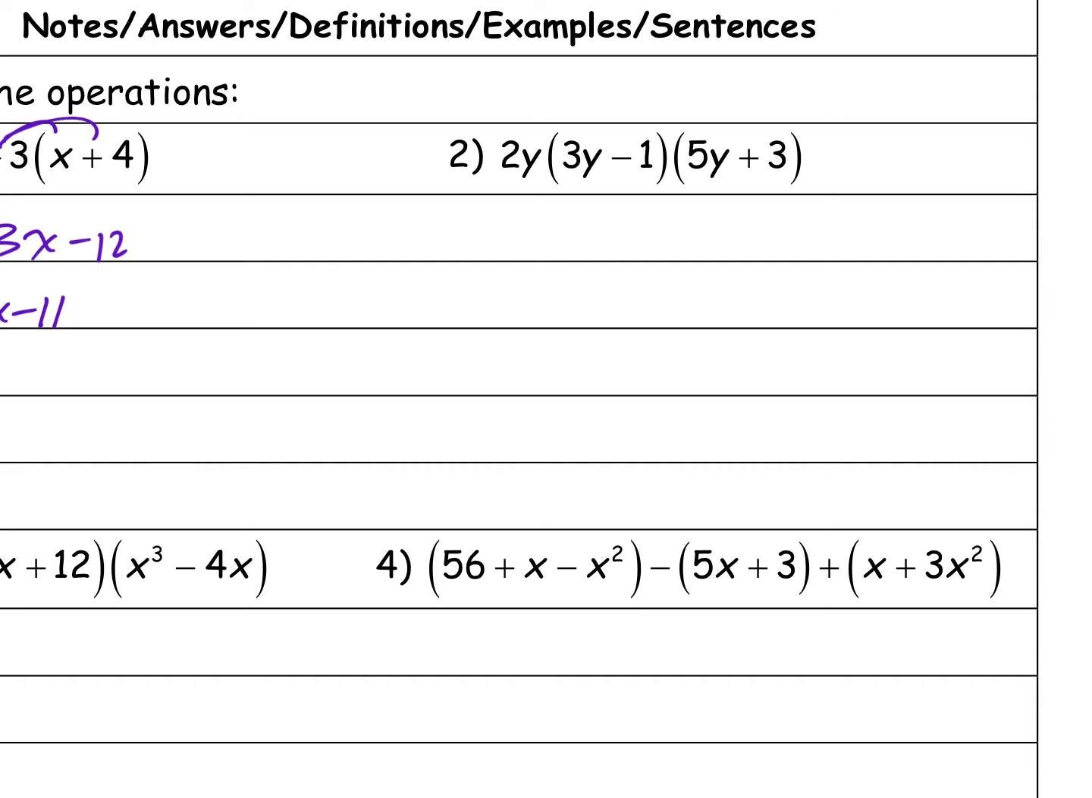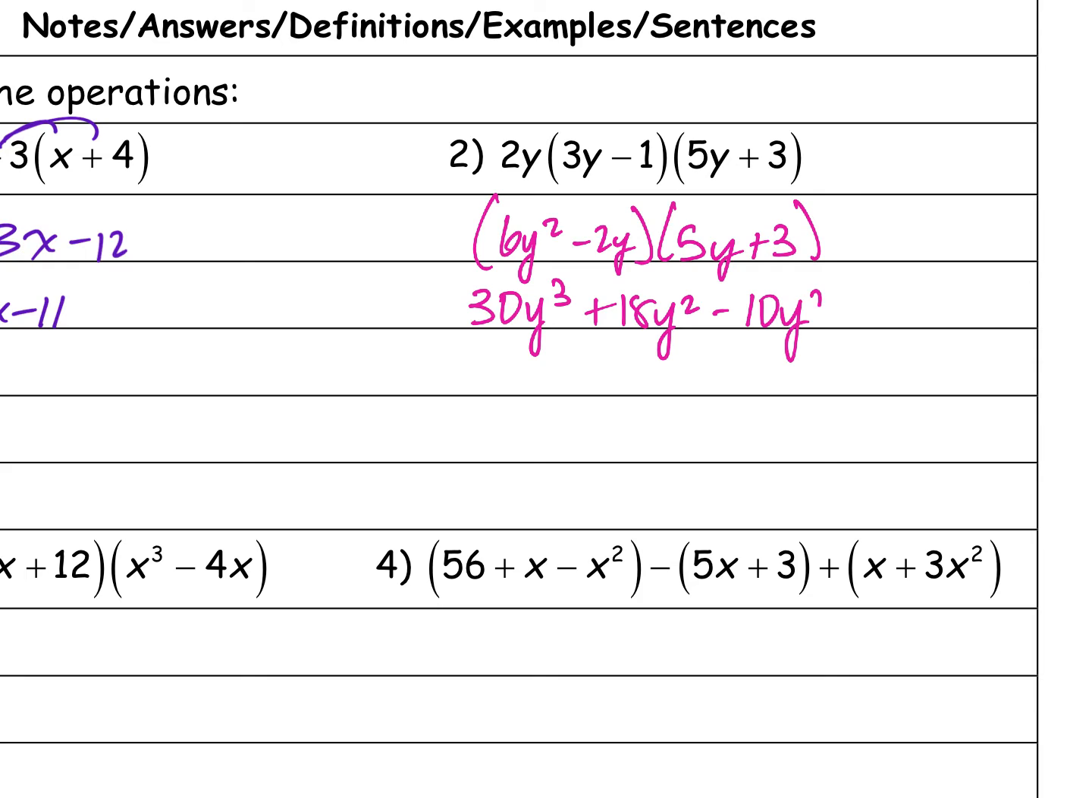Or I just went ahead and multiplied 2y through the first parenthesis and got 6y squared minus 2y. And then took that times 5y plus 3. And I'm going to get 30y cubed plus 18y squared minus 10y squared minus 6y. Combine your like terms, and you get 30y cubed plus 8y squared minus 6y.